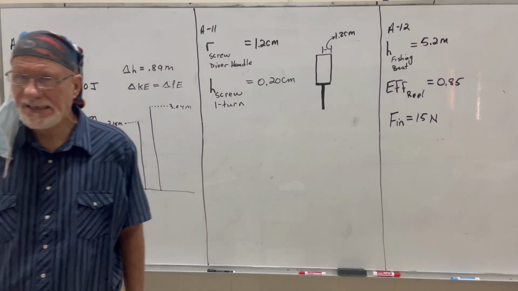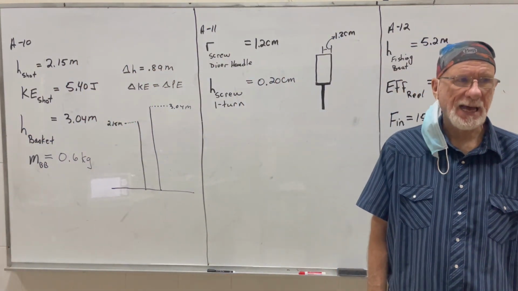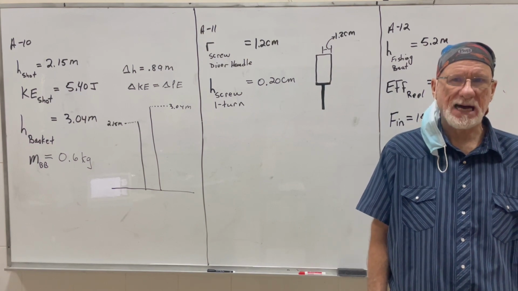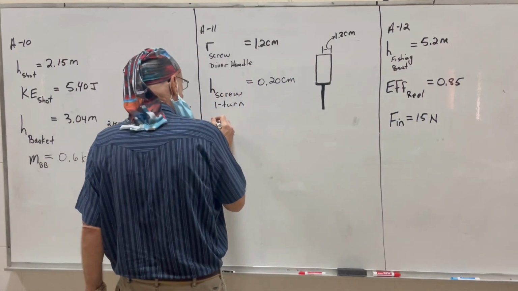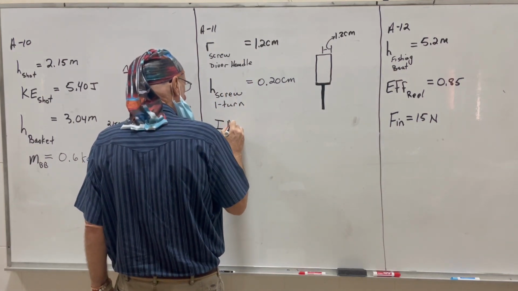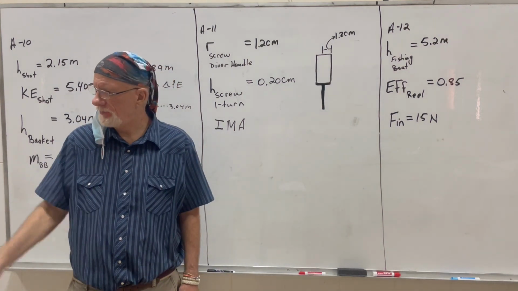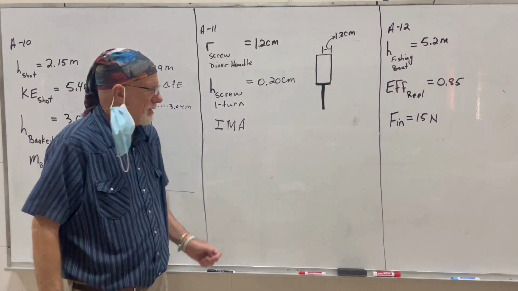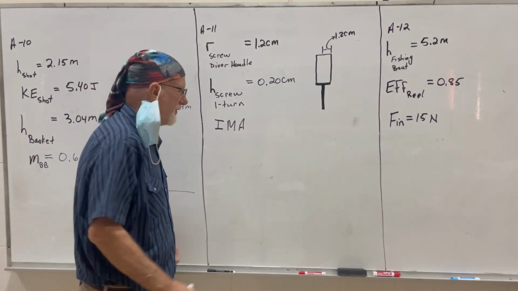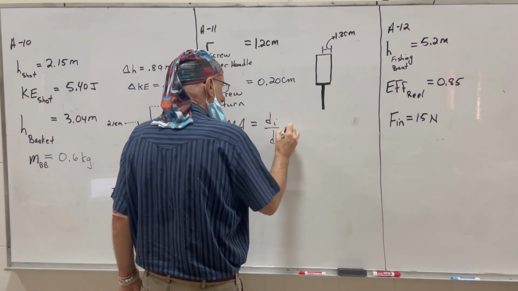Okay, so how do I calculate the ideal mechanical advantage? We know that ideal mechanical advantage is DI over DO.